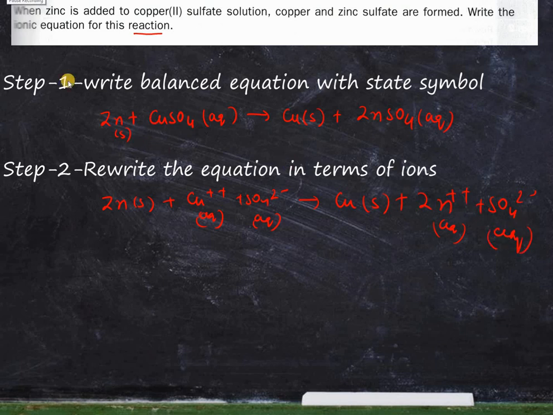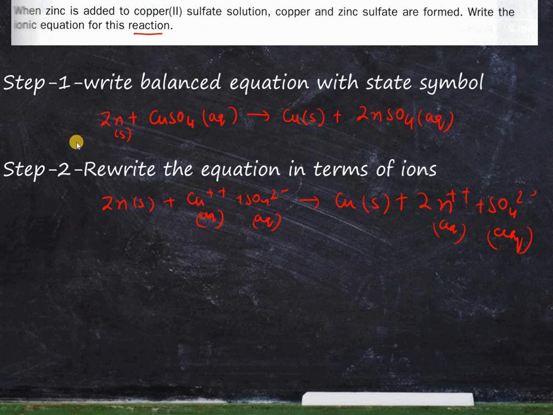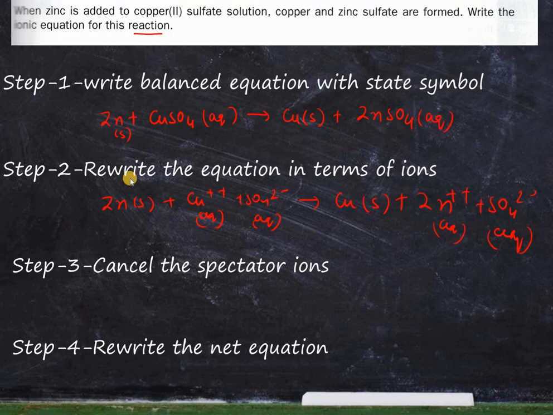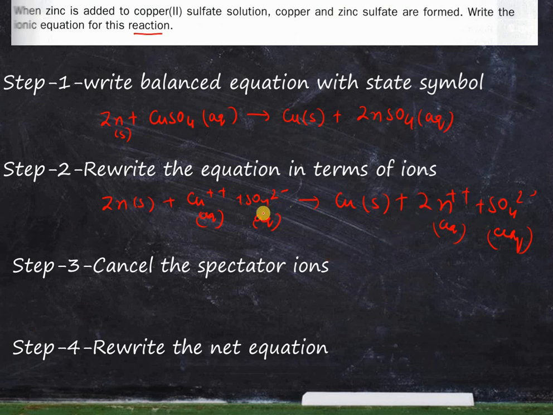Now this is step number 2. Now, what is step number 3? Step number 3 suggests that we cancel the spectator ions. So what are the spectator ions which are unchanged on both sides? Here the spectator ion is the same, so these are going to cancel out. So this is step number 3 done.